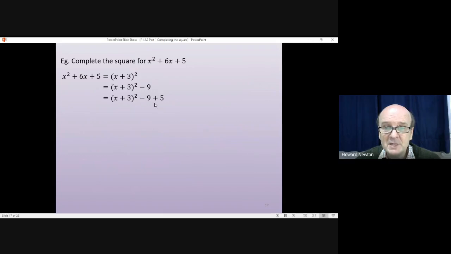Then we tidy up these 2 numbers. That gives us minus 4. And that is it done. That's completed the square for that expression.